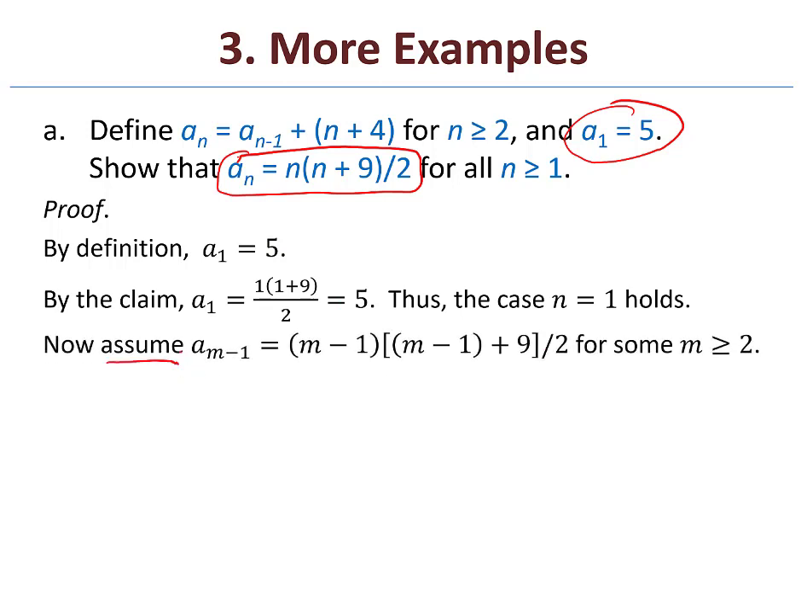Now assume that the claim holds for subscript m minus 1. In other words, let's assume that a sub m minus 1 is m minus 1 times m minus 1 plus 9, all divided by 2, for some m greater than or equal to 2. Basically, I just took the claim, and I just replaced the n with m minus 1. This assumption is called the induction hypothesis.